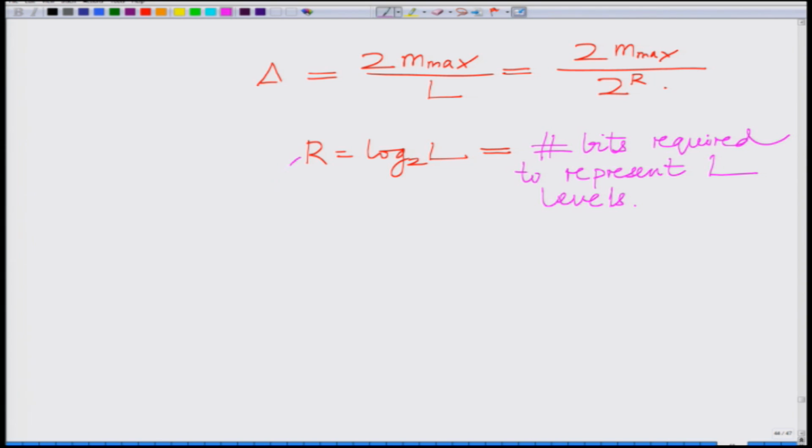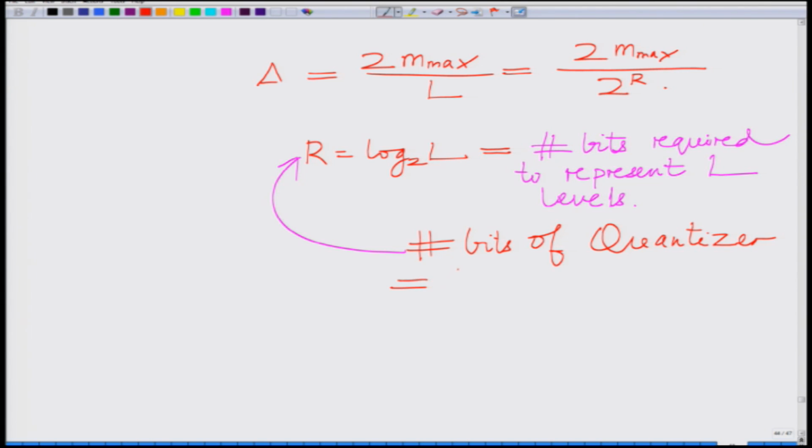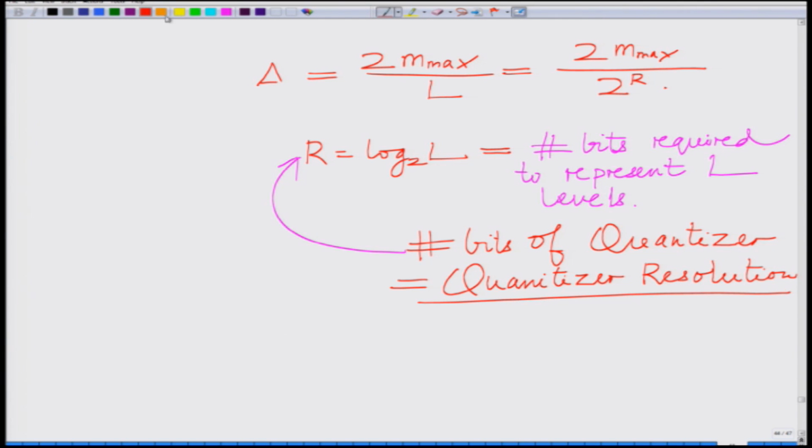So, r equals the number of bits of the quantizer, that is the number of bits output for each sample, also termed as the quantizer resolution. So, this is also termed as the resolution of the quantizer.